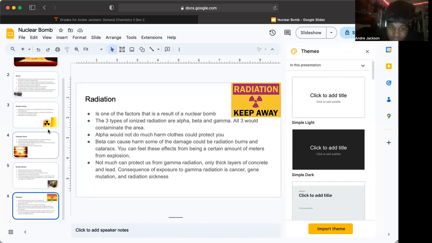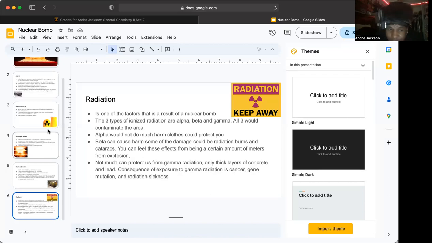Beta radiation can cause harm. Some of the damages could be radiation burns and cataracts. This one is a lot more harmful if you're close. You don't have to be super close, but it doesn't have as big a grasp as gamma radiation. But it says you can feel these effects from being a certain number of meters away from the explosion.